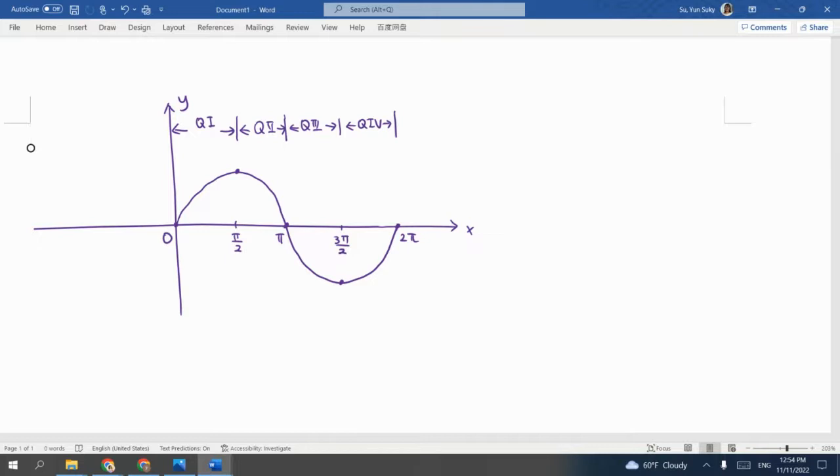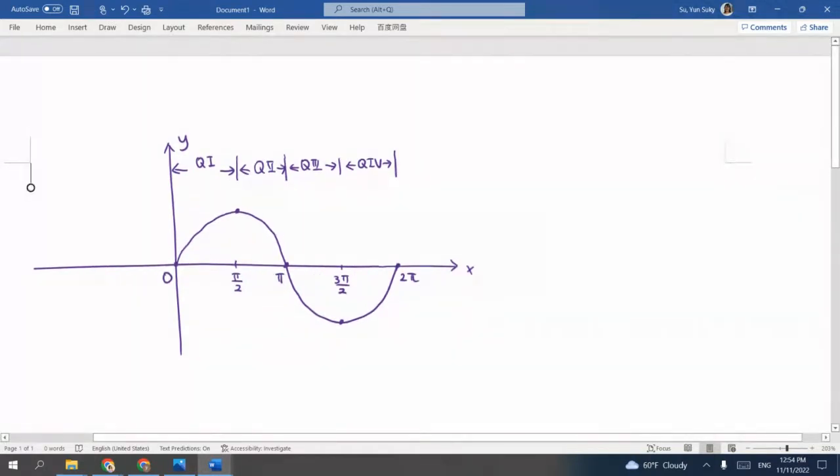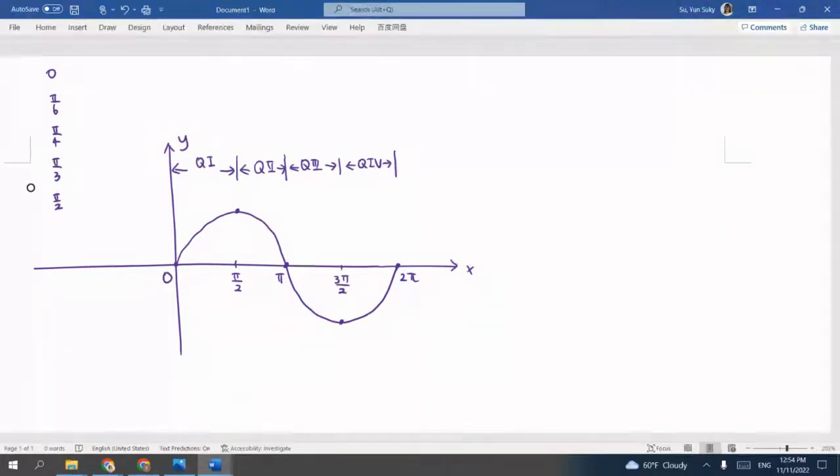So now you can look at this graph. In quadrant 3, is the sign positive or negative? Negative. You see, this curve is below the x-axis. That's why it is negative. And how about the special angle values? Remember the special angle values? We have 0, pi over 6, pi over 4, pi over 3, and pi over 2.